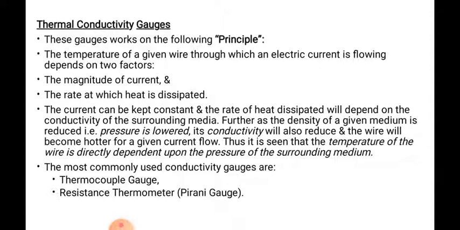Because if the thermal conductivity of the wire and the surrounding is higher, then at a faster rate the heat will be dissipated to the surrounding. Then further, as the density of a given medium is reduced, that is pressure is lowered, its conductivity will also reduce, and the wire will become hotter for a given current.